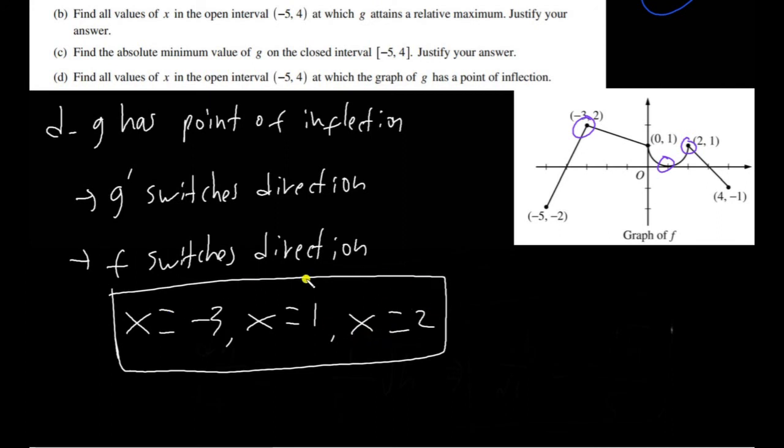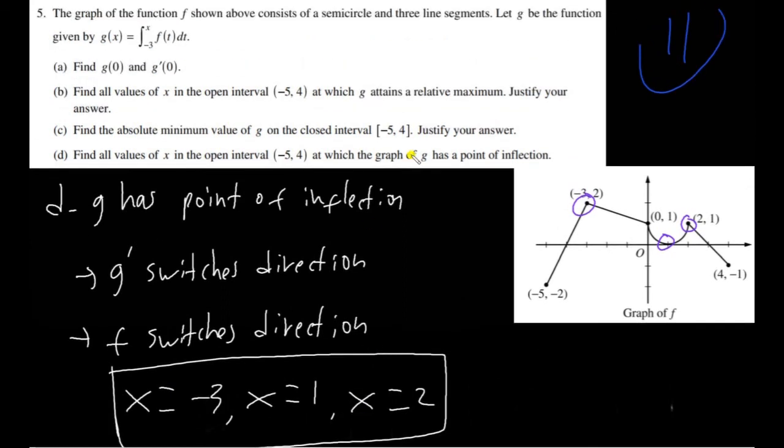This was a 2-point question. You got 2 points for finding these 3 values, and you lost a point for any one you got wrong or you found an extra point. Yeah, that was it for question number 5. Let's move on to the final question, 6.